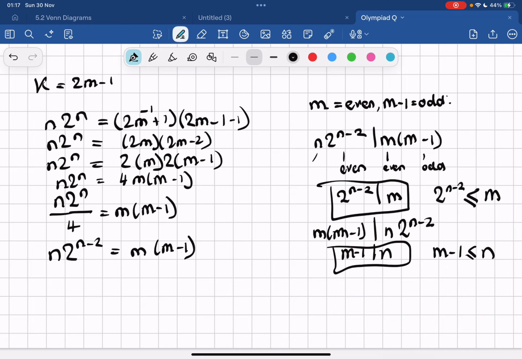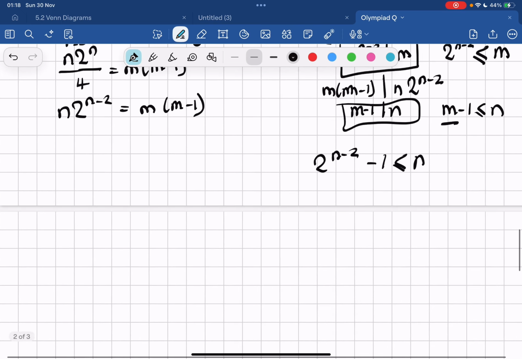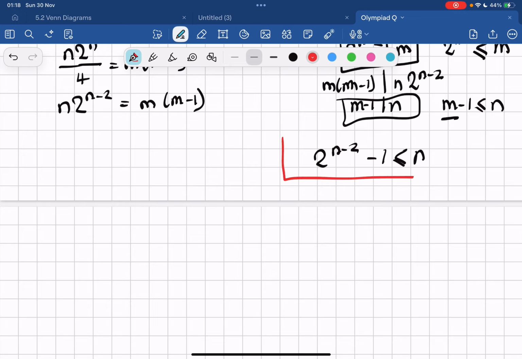So let's merge our inequality. Where we've got m, let's sub in 2 to the n minus 2. So 2 to the n minus 2 minus 1 is less than or equal to n. And let's just put a red box around this because this is quite important.